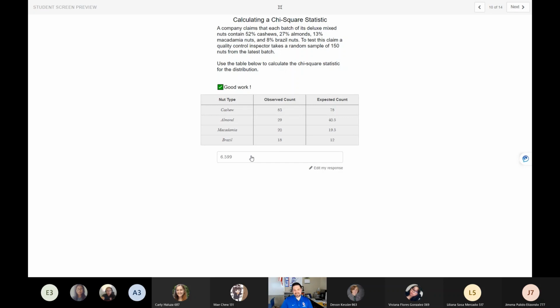Again, we have our 4 different categories: cashew, almond, macadamia, Brazil. We calculate a value for each of those, which is a measure of how far away they are from the expected value. So for instance, the value for cashews is 83 minus 78 squared divided by 78. We get 29 minus 40.5 squared divided by 40.5. 20 minus 19.5 squared divided by 19.5. 18 minus 12 squared divided by 12.